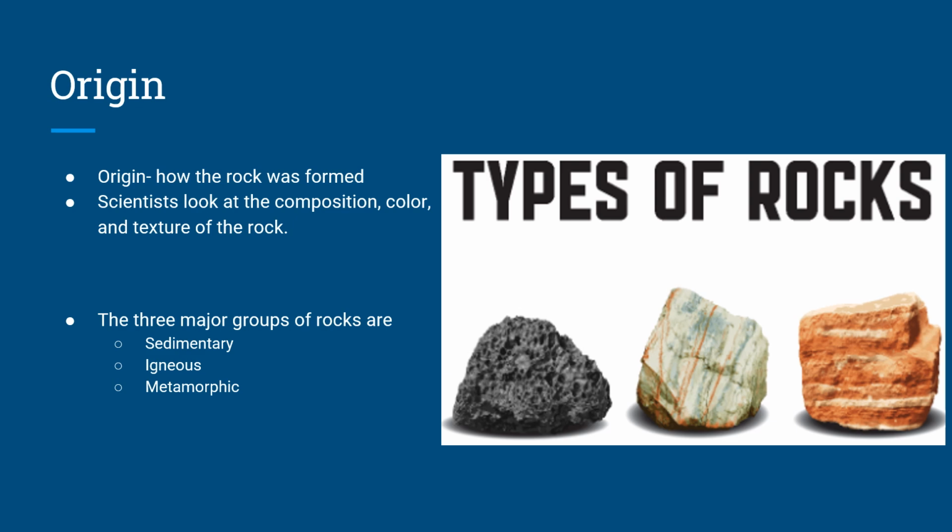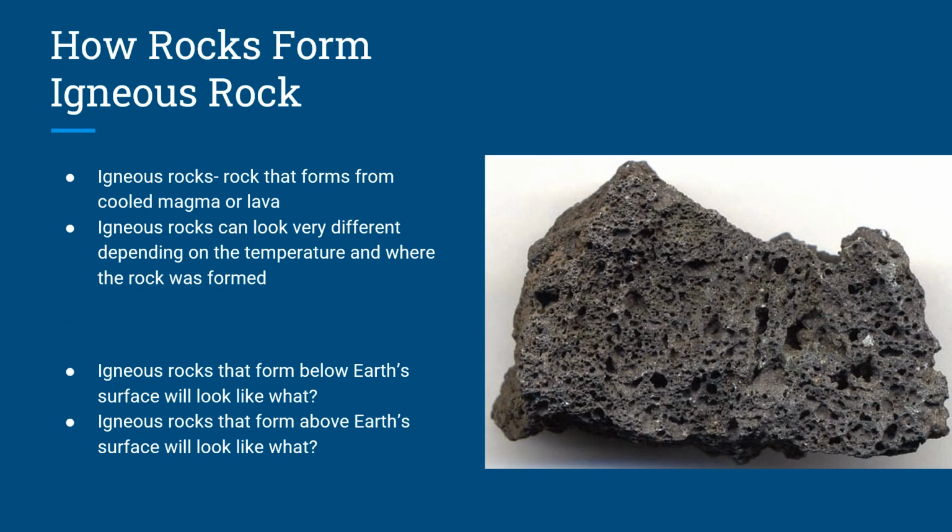Now we're going to go ahead and do the reading check. So igneous means fire in Latin. What is fiery about igneous rocks? Igneous rocks form from red hot or fiery melted material, like the lava and magma. How rocks form, and then igneous rocks. Igneous rocks are rocks that form from cooled magma or lava.